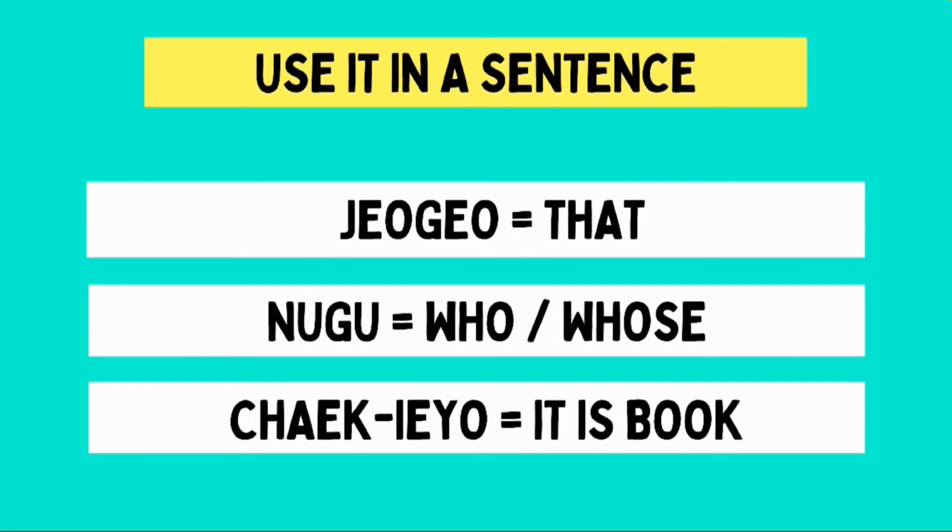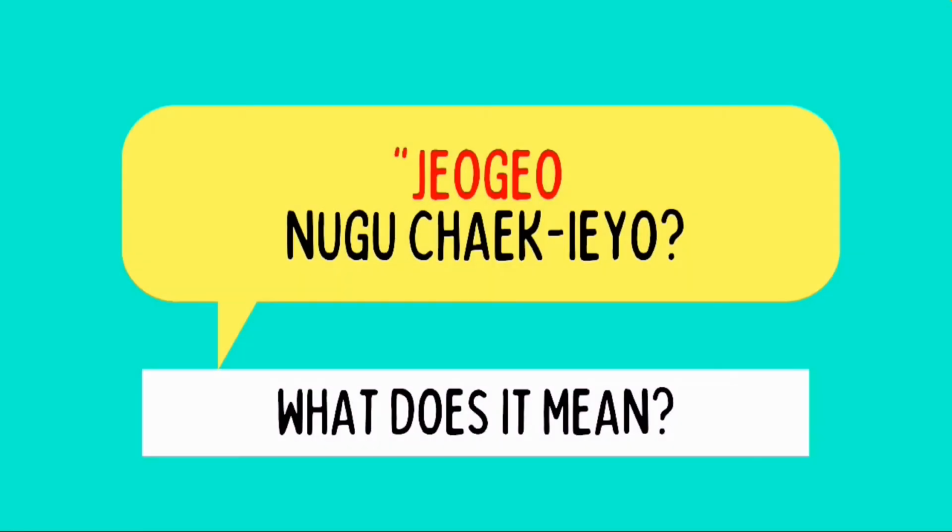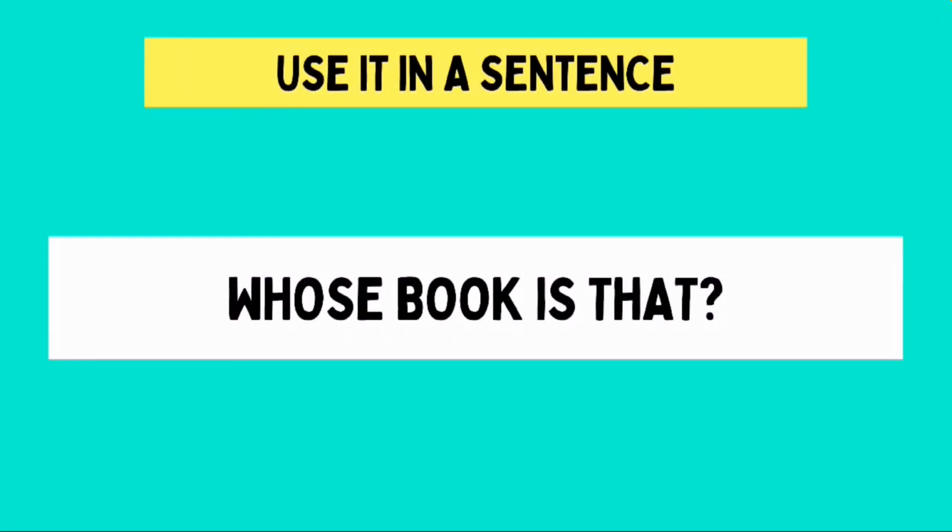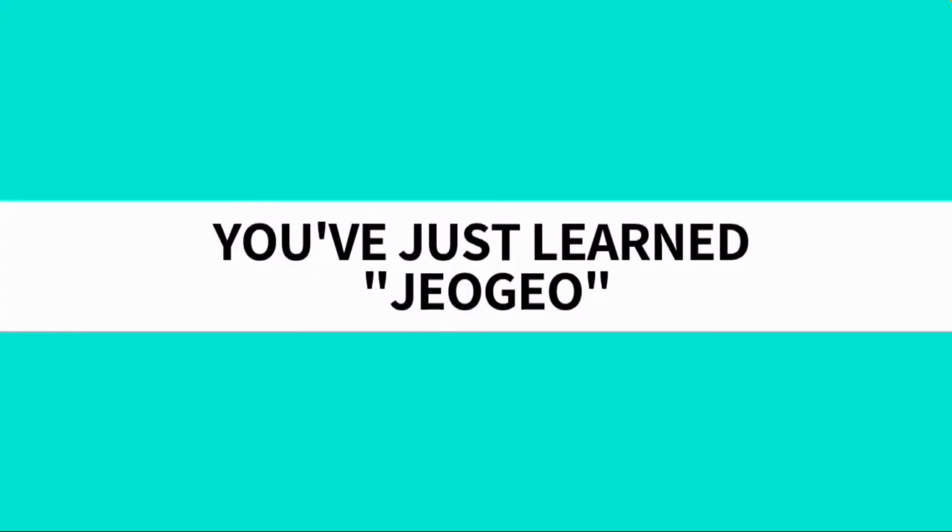So when we combine the meaning of 저거, 누구, and 책이에요, it would result to a question that asks about the owner of a book. It's the same as asking, whose book is that? Or it could also be reworded or rephrased as, who is the owner of that book? So, looking back to this, which is flashed at the beginning of the video, we already know by now that the meaning of the sentence 저거, 누구, 책이에요 is simply whose book is that? And with that, you've just learned 저거.